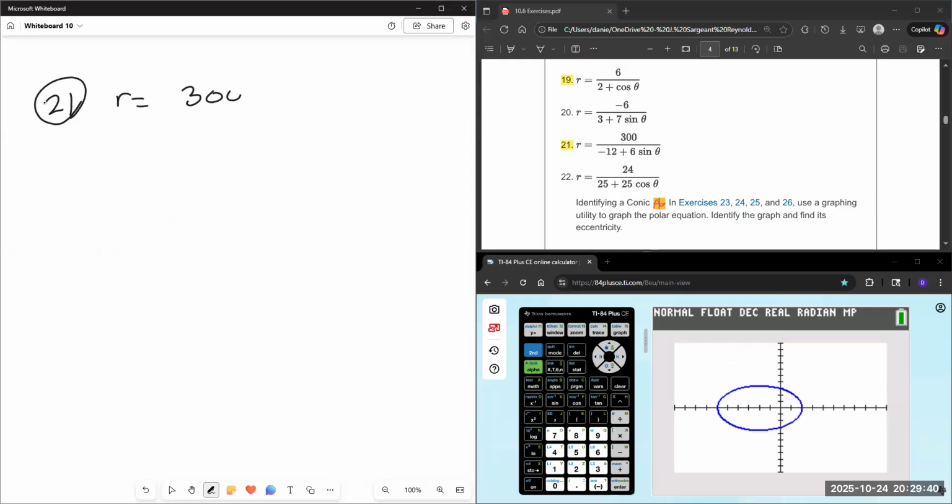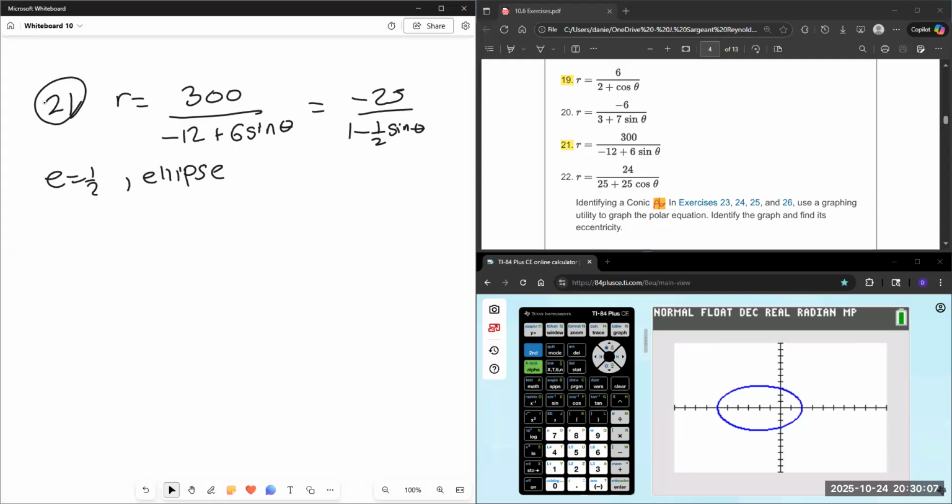R is equal to 300 over negative 12 plus 6 sine of theta. And this is just not going to be nice to graph because of these big numbers. If I divide by negative 12, this is going to be negative 25 over 1 minus 1/2 sine theta. So my E is equal to 1/2. I have an ellipse, and its major axis is in the y direction along the y-axis. So let's go ahead and look for those endpoints that are at pi over 2 and 3 pi over 2. This is going to be kind of funky because they both come out to be negative numbers because of this.